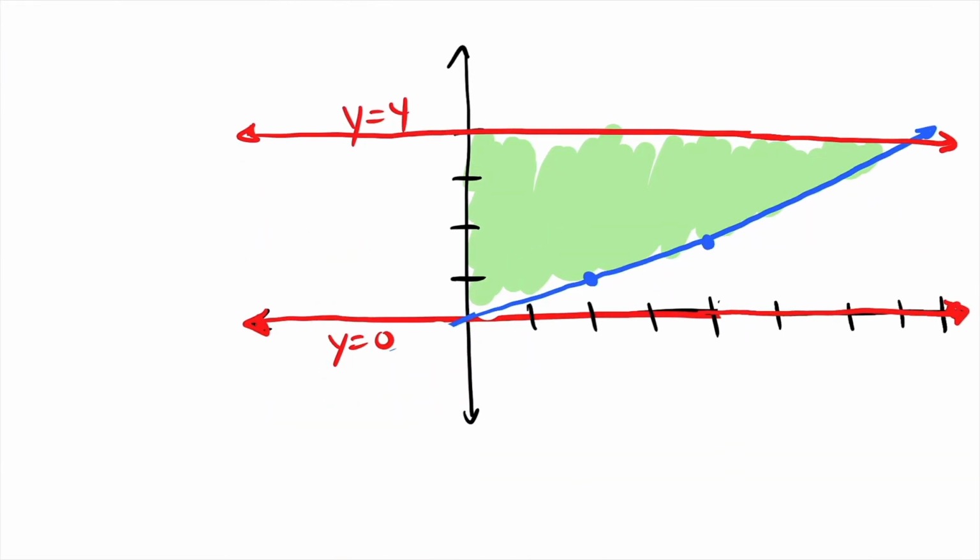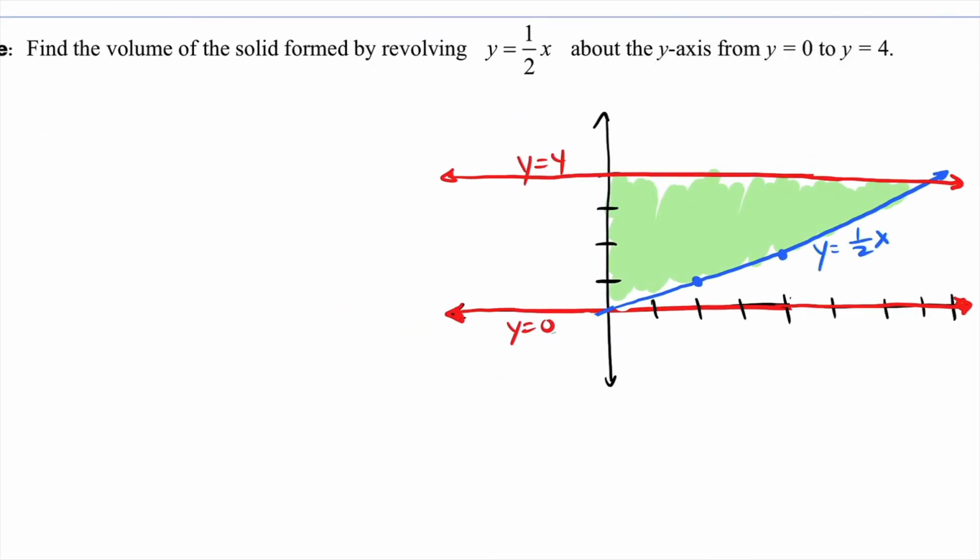Okay, so go back to what I was doing. Y equals 1/2 x, and then I'm revolving about the y-axis. Revolving about the y-axis. What is the y-axis called? What is the actual name of the y-axis? The y-axis is a nickname. What is its actual name?